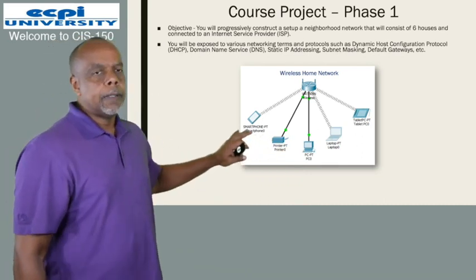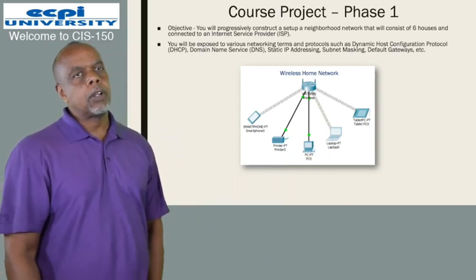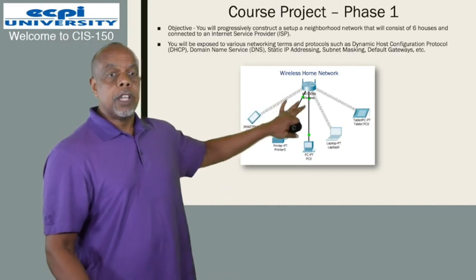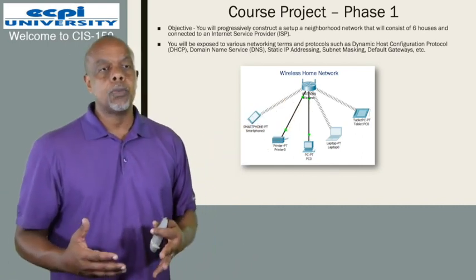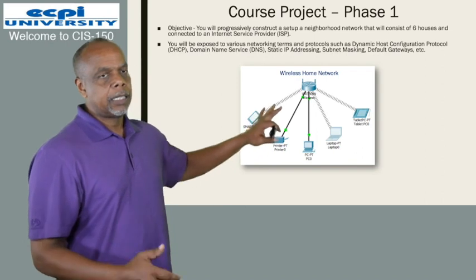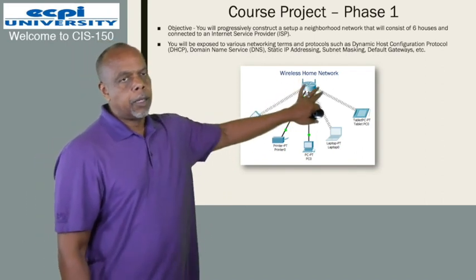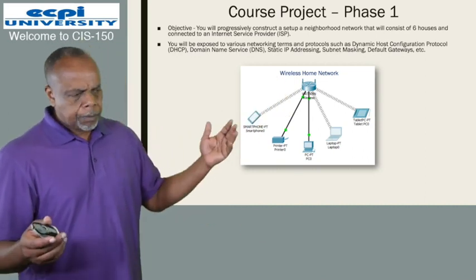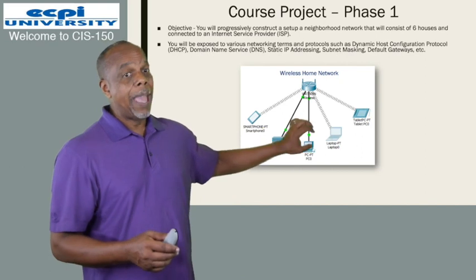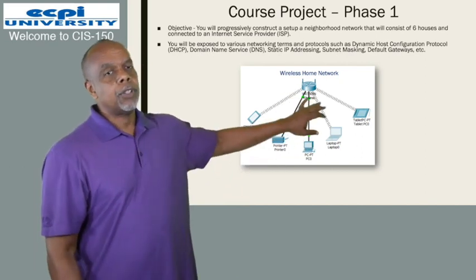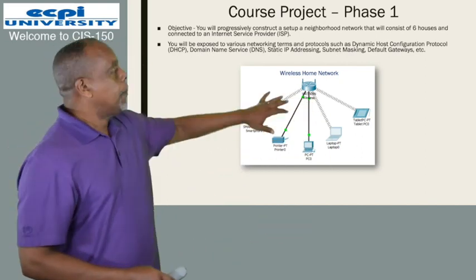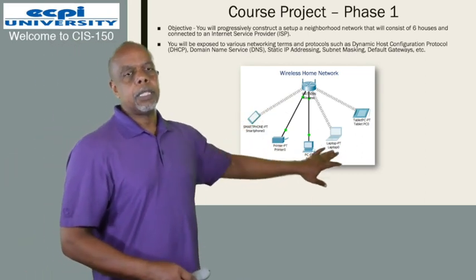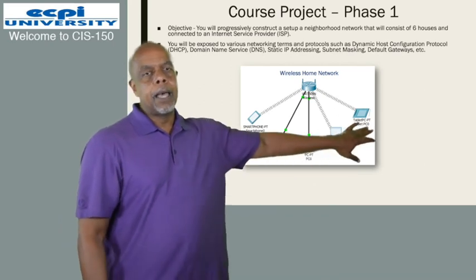So for phase 1, this is what you're going to build. You're going to build a wireless home network within Packet Tracer. This is very similar to what most of us probably have in our homes right now. We've got a wireless router. That could be a Cisco router, or whatever brand, but this is Packet Tracer, and Cisco owns Packet Tracer, so they are using their Cisco router. Connected to that router, you're going to connect a smartphone, a printer, a PC, a laptop, and a tablet.